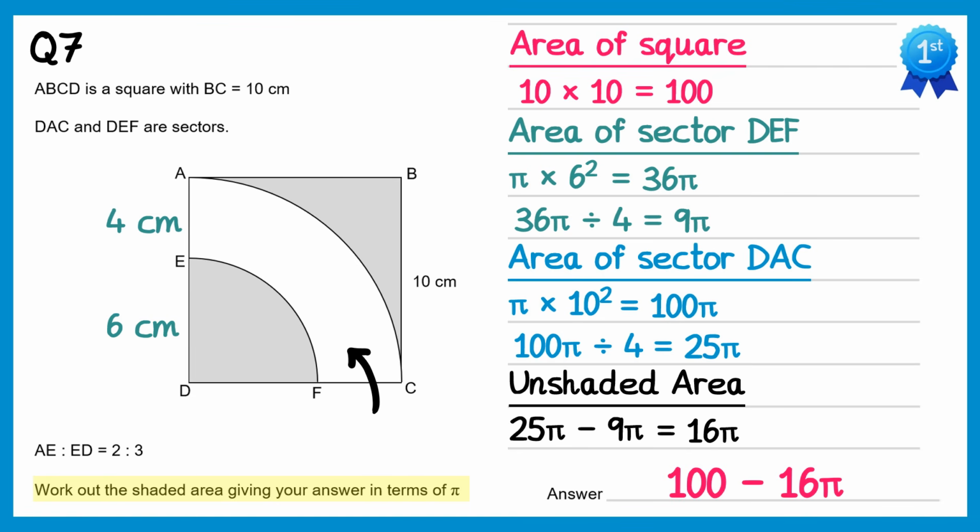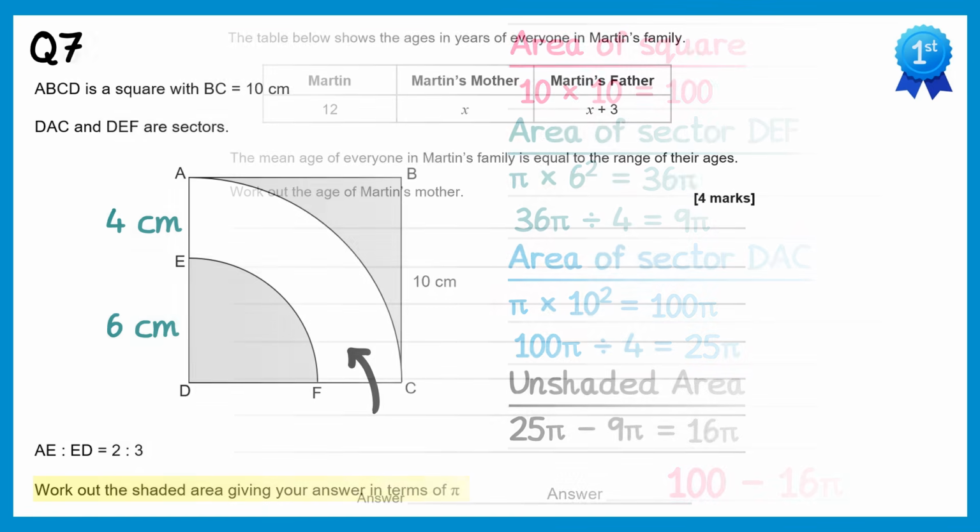A really common wrong answer here would be to give 84 pi, thinking you can do 100 take away 16. But the 100 doesn't have a pi with it, so we just leave it as 100 take away 16 pi.